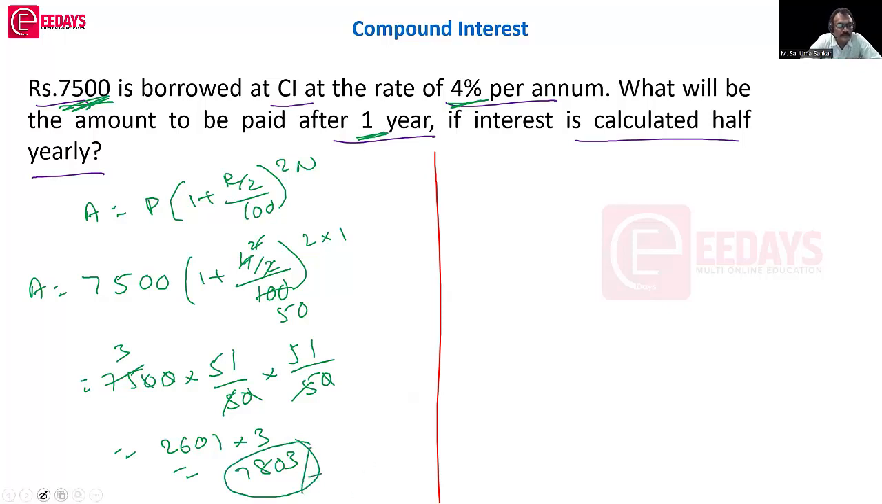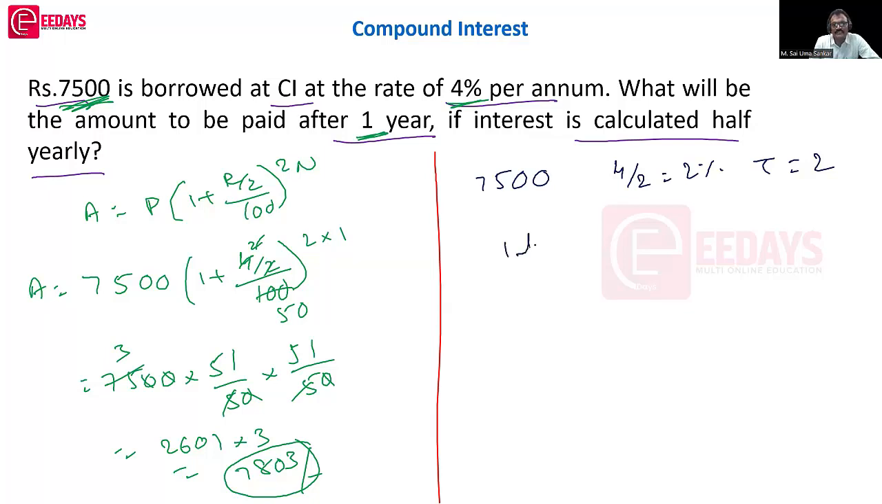Now without using formula, how to solve this one? If you want to calculate without using formula, okay, principal equal to 7,500. Rate of interest, you divide the rate of interest by 2. Why? Because here we require half yearly. So this is equal to 2%. And what is the term? 2 terms. Why? Because we require to calculate half yearly. Per year, how many half years are there? 2. Two terms.